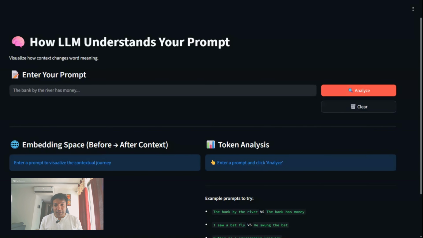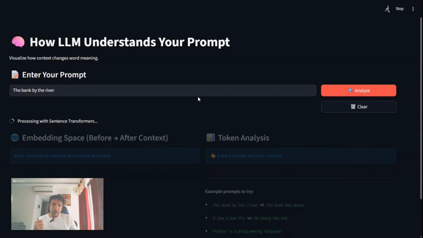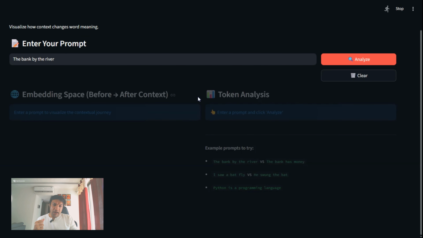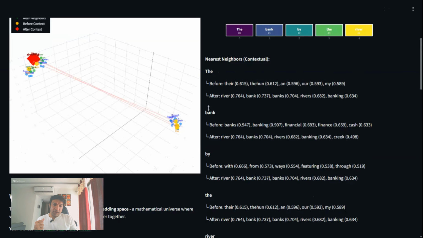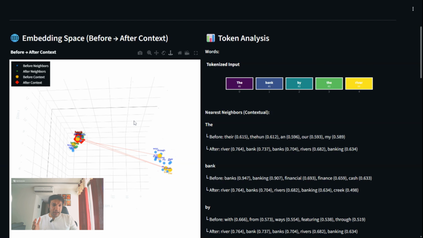Here's our playground. Here I have created a small LLM for demo purposes. I'm going to give it a tricky prompt, the bank by the river. Now here you can see bank can mean the financial institution, when clearly in the sentence it means a river bank, right? Let's analyze what the LLM does. Let's give it a minute. Here we go. Whoa, what happened, right? Let's break down what happened.